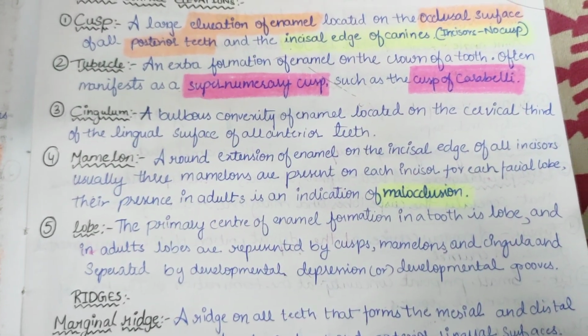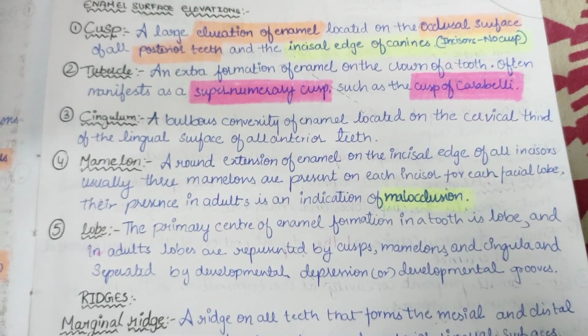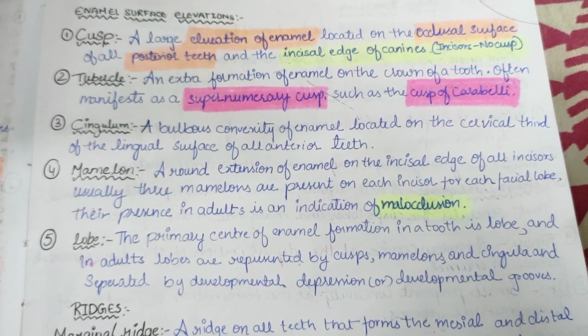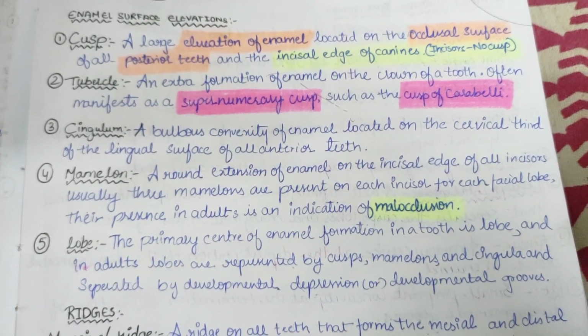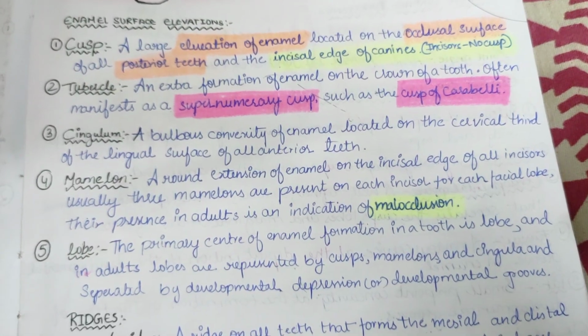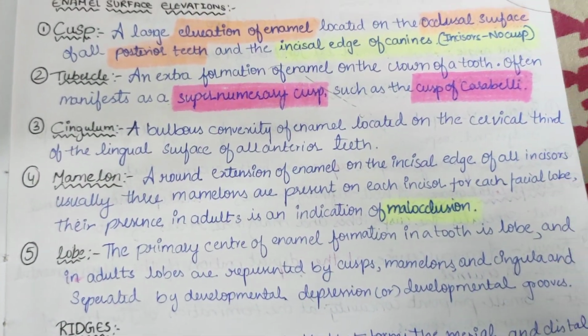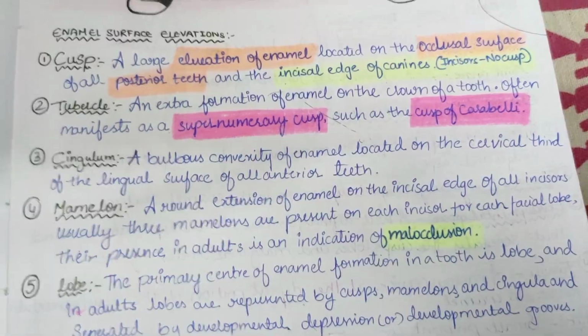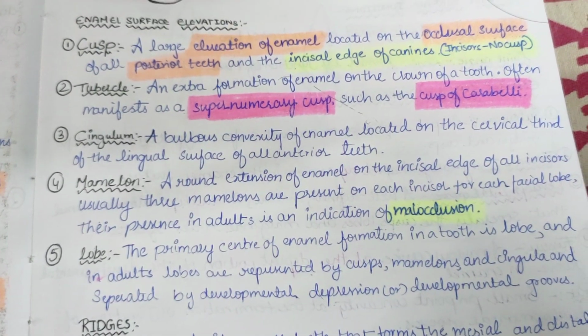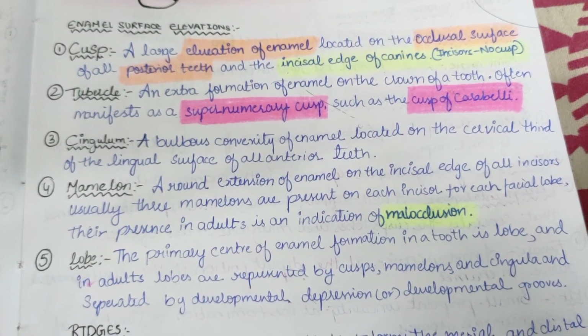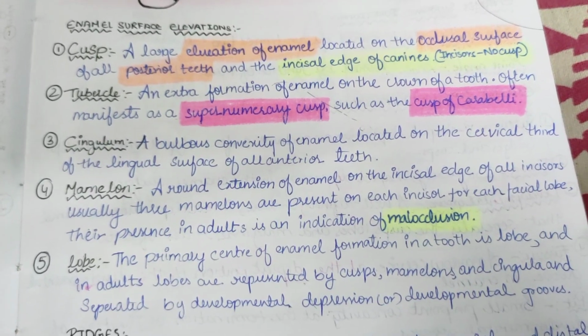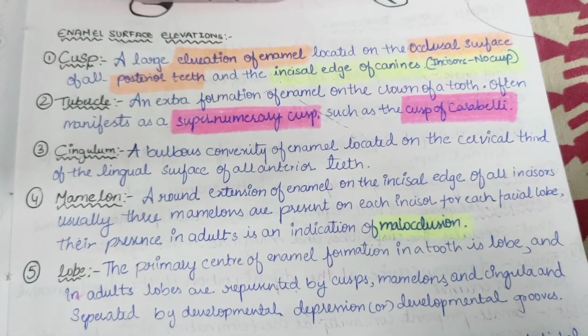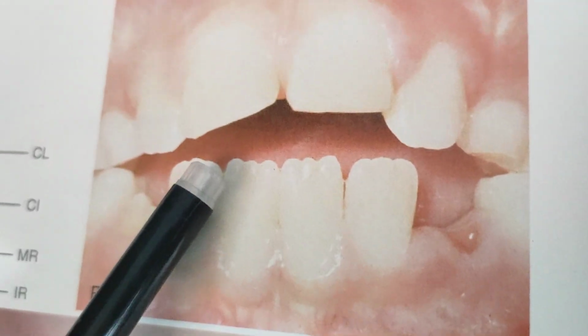Usually 3 mamelons are present on each incisor for each facial lobe. Their presence in adults is an indication of malocclusion. These are mostly seen in children. So the presence of them in adults is also known as malocclusion. These increase the chewing surface area and help in mastication.